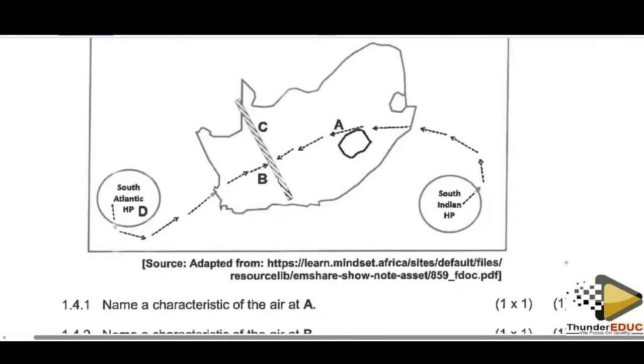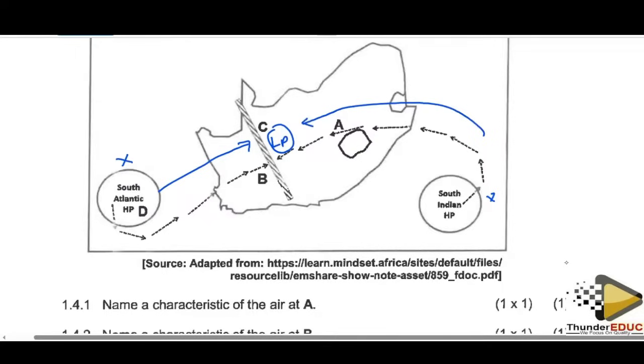We have the South Atlantic high pressure cell on this side. We have the South Indian high pressure cell on this other side. And we know here there is a pressure gradient, because we have a high pressure cell and there must be a low pressure cell, which was not indicated. But because of the air movement, we know air moves from high pressure going to the low pressure, like that.